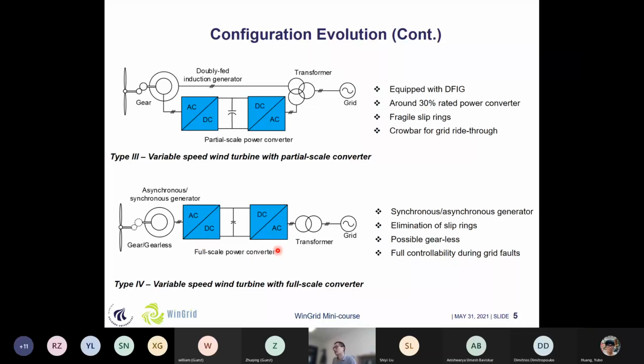Another good thing for this configuration is that the DC-link capacitors can fully decouple the generator side control and the grid side control. So if some fault happens under these conditions, the grid side converters have full controllability to control the active power and reactive power in different sequence frames.